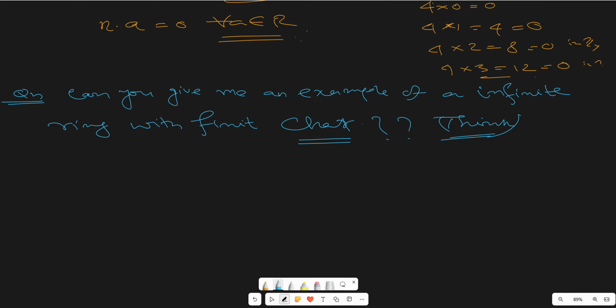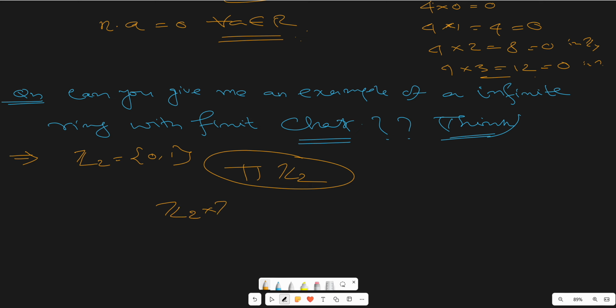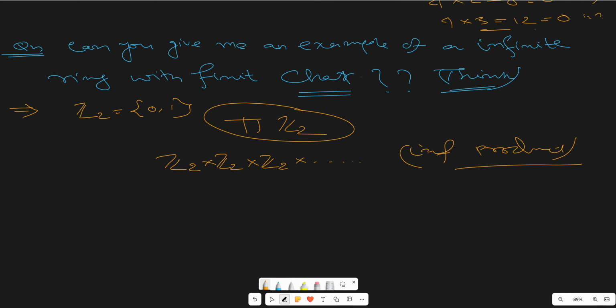Take the infinite copies of Z2. What is Z2? Z2 is {0, 1}, right? You take the product of Z2, how many times? The infinite product. That means you take Z2 cross Z2 cross Z2 cross and so on, the infinite product.